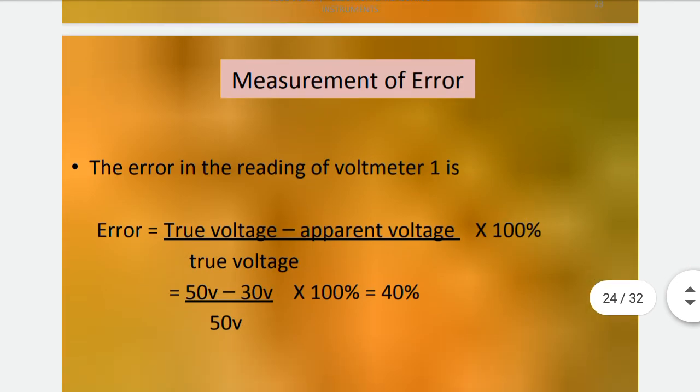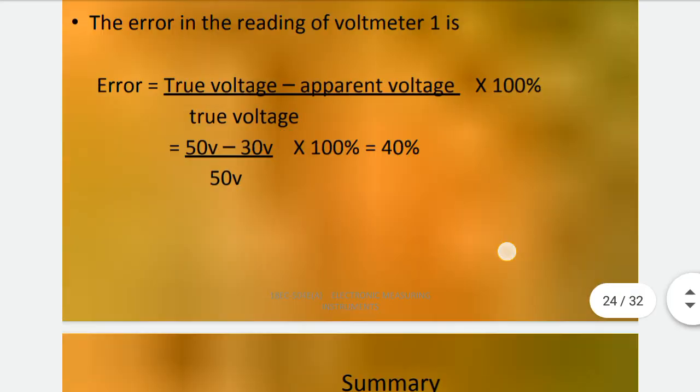Now coming to the measurement of error. The error in the reading of voltmeter 1 can be defined as error equals true voltage minus apparent voltage, divided by true voltage, into 100%. That gives the percentage of error. True voltage is 50 volts and apparent voltage is 30 volts, divided by true voltage 50 volts, into 100, you get 40%. So the measurement error is 40%.